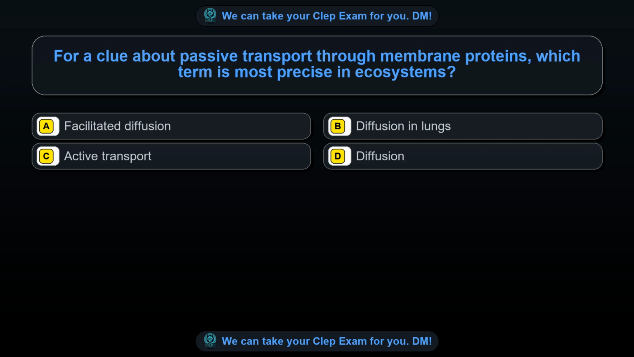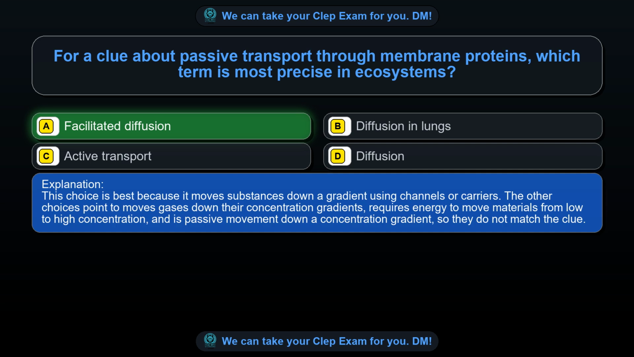Question 87. For a clue about passive transport through membrane proteins, which term is most precise in ecosystems? Option A, facilitated diffusion. Option B, diffusion in lungs. Option C, active transport. Option D, diffusion. The correct answer is option A, facilitated diffusion. This choice is best because it moves substances down a gradient using channels or carriers. The other choices point to a process that moves gases down their concentration gradients, a process that requires energy to move materials from low to high concentration, and passive movement down a concentration gradient, so they do not match the clue.